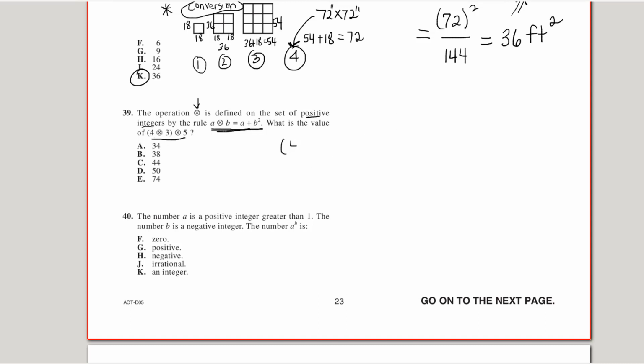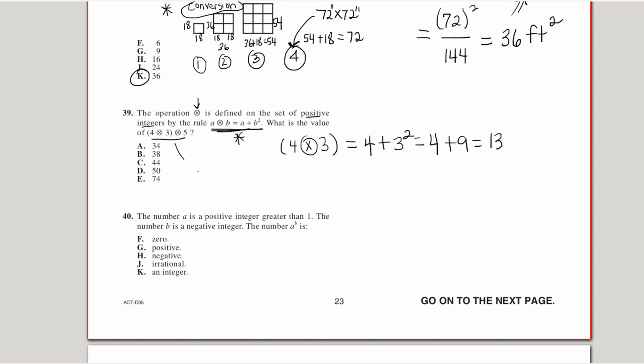So first we've got to find what this is with this 4 operation 3, and again we're using this definition that tells us a and b. In our case, a and b are 4 and 3, so we're going to define this as a, which is 4, plus b squared, which is 3 squared. So that's the same as 4 plus 9, which equals 13.